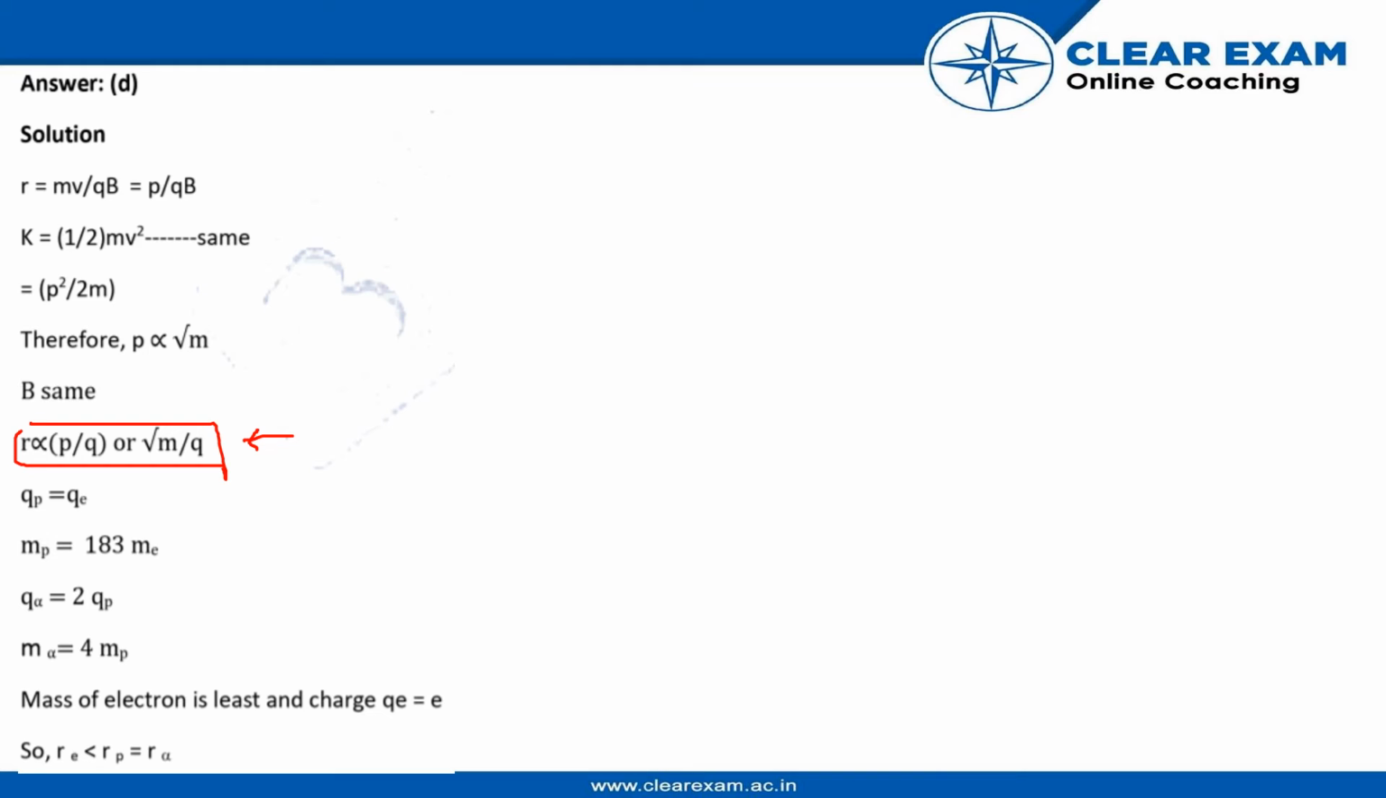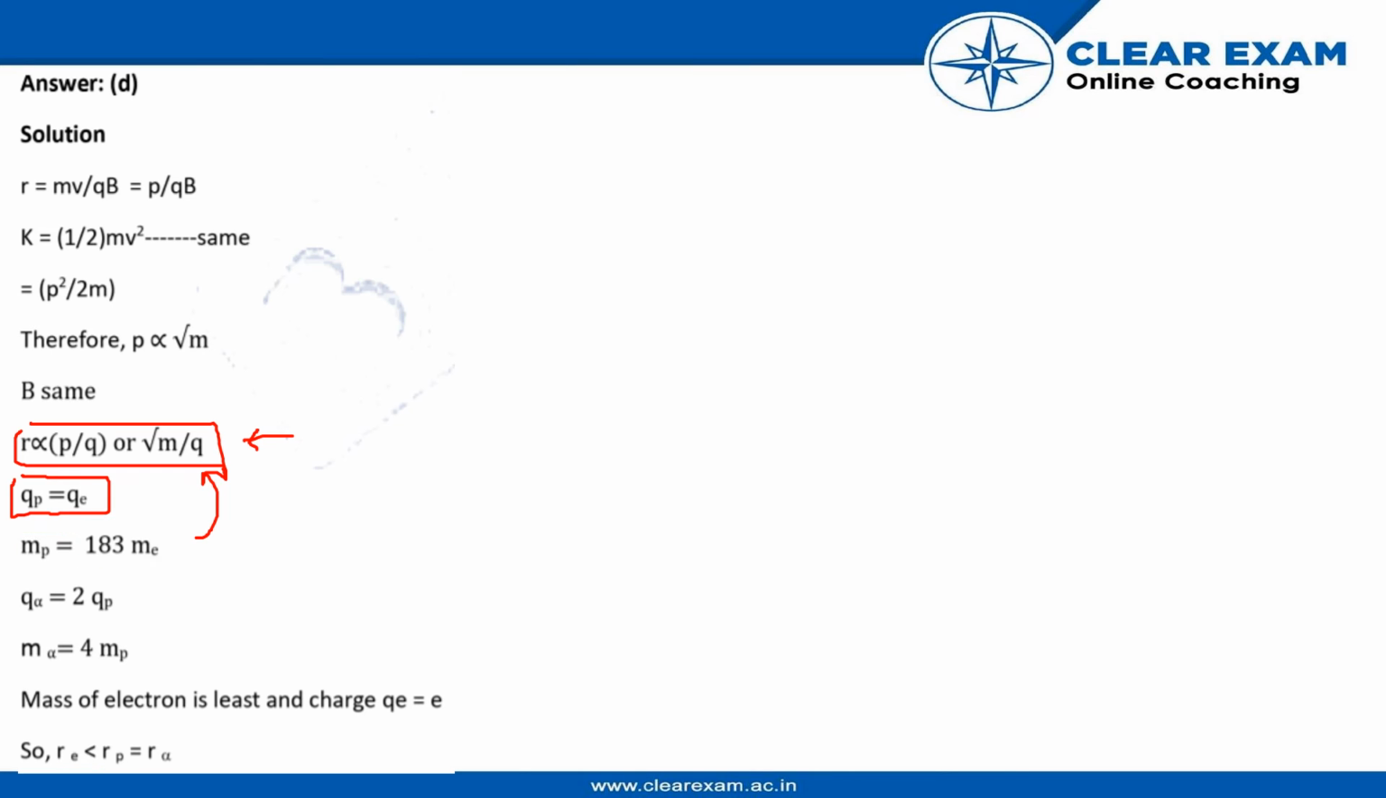The first case is proton and electron. In proton and electron, the charge is the same. Mass of proton is 1836 times mass of electron, right? So when we put these two in the above equation, the result is that radius of electron Re would be less than radius of proton, correct?